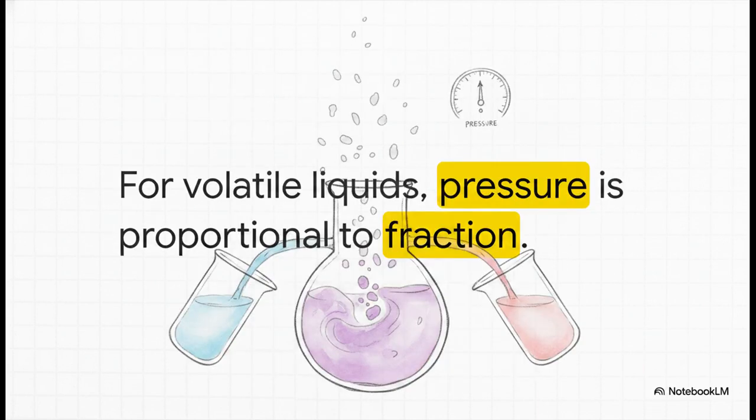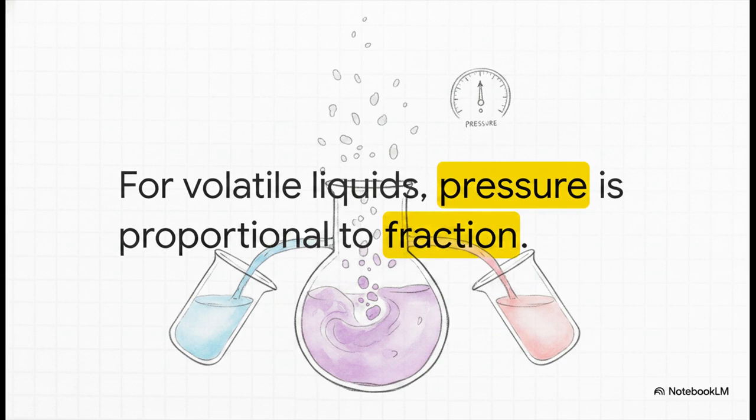But what happens if we mix two volatile liquids together? Enter the brilliant French chemist Francois-Marc Raoult. Back in 1886, he formulated what we now call Raoult's law. It dictates that in a solution of volatile liquids, the partial vapor pressure of each component is directly proportional to its mole fraction in the mixture.